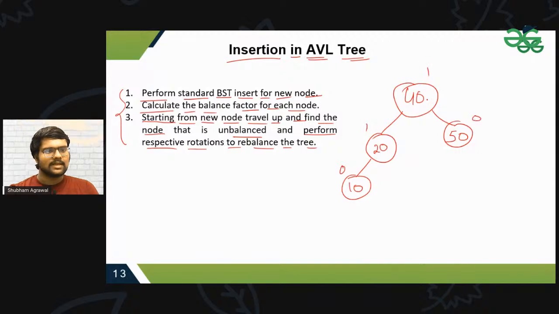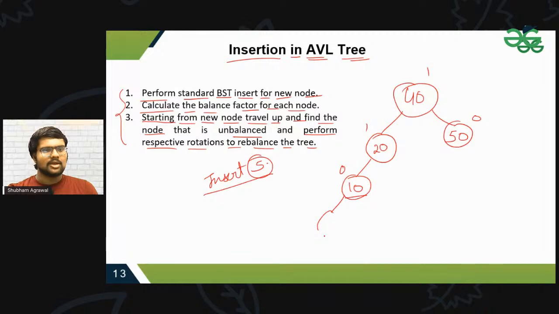Now if I insert 5 here, first I will do the standard BST insert. I will compare it with the root. Since 5 is less than 40, we will go to the left subtree and compare with 20. 5 is less than 20, so again it will come to 10, and 10 will be compared with 5. 5 is again less than 10, so we will go to the left subtree of 10, which is null. So we will insert our node here. It will be 5.